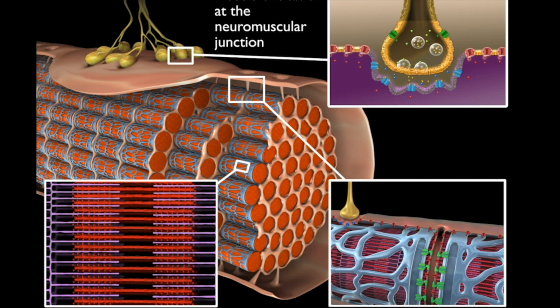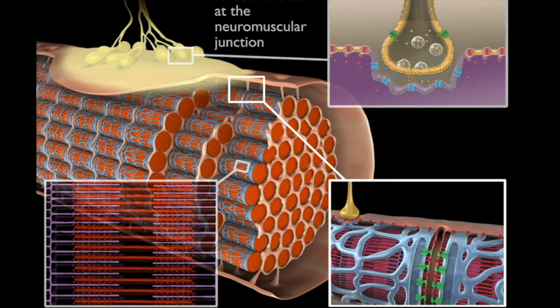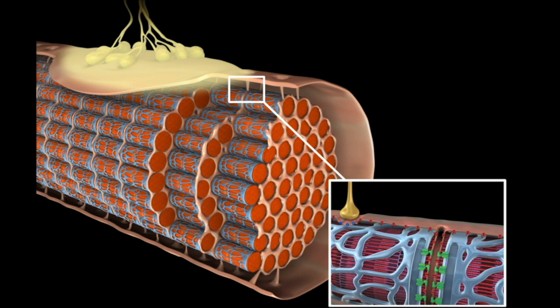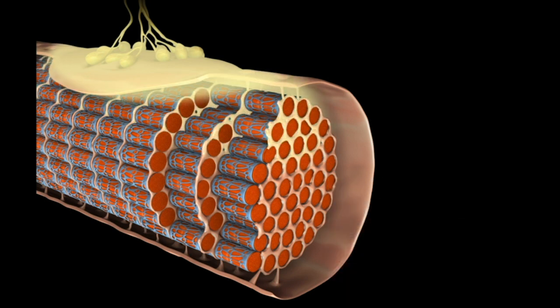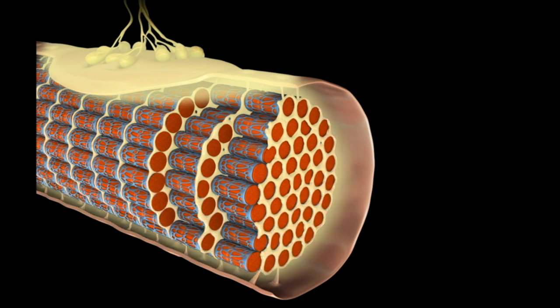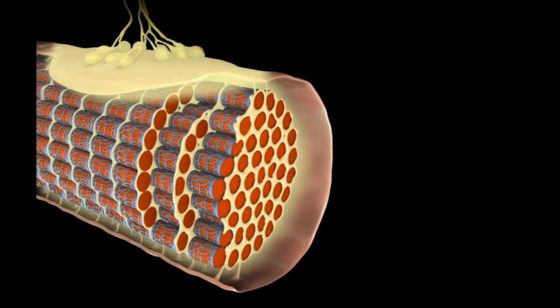Remember that muscle excitation at the neuromuscular junction ends by initiating an action potential on the sarcolemma of the muscle fiber. Excitation-contraction coupling is the sequence of events by which the muscle fiber action potential, the excitation, leads to muscle fiber contraction.